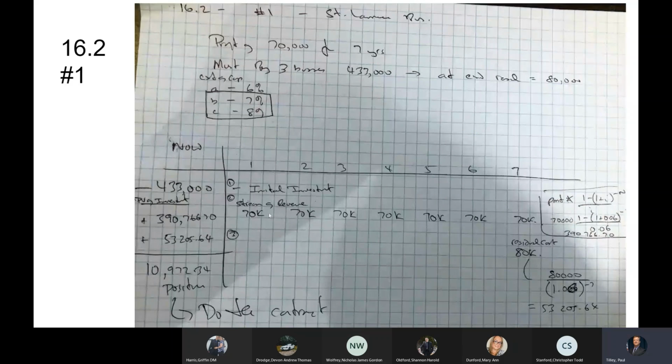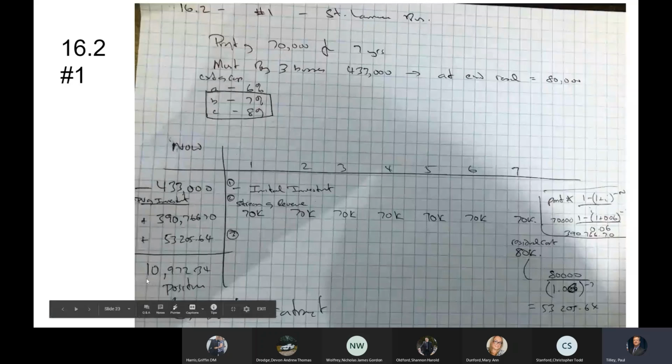And then the third element is at the end of it, there's $80,000 when we sell the buses, and that's in 7 years' time. So that's a payment in 7 years. So we've got to get the present value of $80,000 in 7 years' time at a 6% interest rate, and that's $53,205. So that is added back on to our positive flow. So we'll take the 433 that we spent, add back the 390 that we made, add back the 53 that we made, and that comes up with a positive number, i.e.